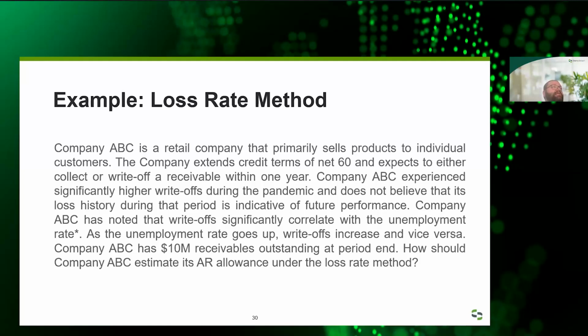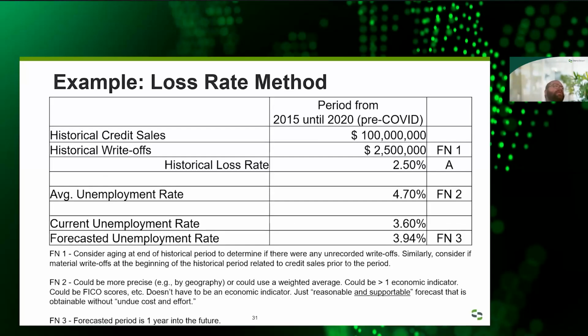And Company ABC has noted that write-offs significantly correlate with the unemployment rate. I put the asterisk there just to remind everyone it doesn't have to be a mathematical correlation coefficient or anything, it can just be management judgment. As the unemployment rate goes up, write-offs increase and vice versa. Company ABC has 10 million in receivables outstanding at period end. How would they calculate their AR allowance under the loss rate method? Well, the first thing is they would select a period.